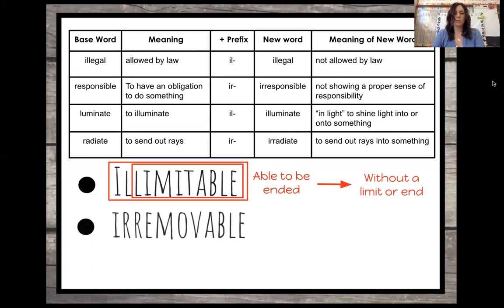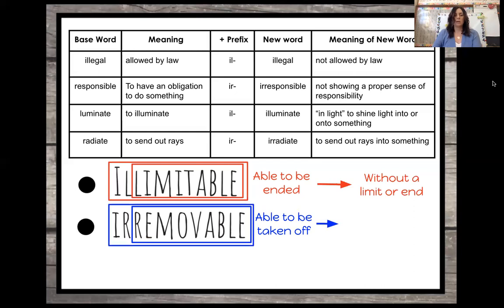The next word, irremovable. So the base word is removable, and I know that to remove something is to take it away. So removable must mean that it's able to be taken off or taken away. When I add the prefix ir, I know that I'm going to change the meaning of this word, and because of what I know about this prefix, irremovable must mean that something is not able to be removed or taken away.